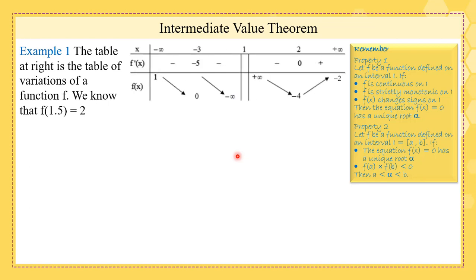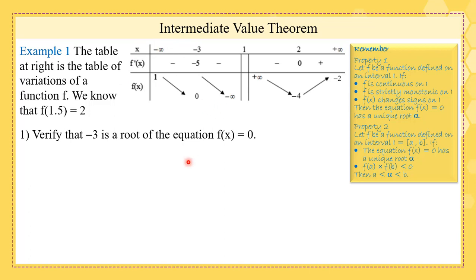We have a table of variations of a function f, and we know that f of 1.5 is 2. The first part asks to verify that negative 3 is a root of the equation f of x equals 0. Now this is f of x, and negative 3 plays the role of x. So we can see from the table if x is -3, f of x is 0.